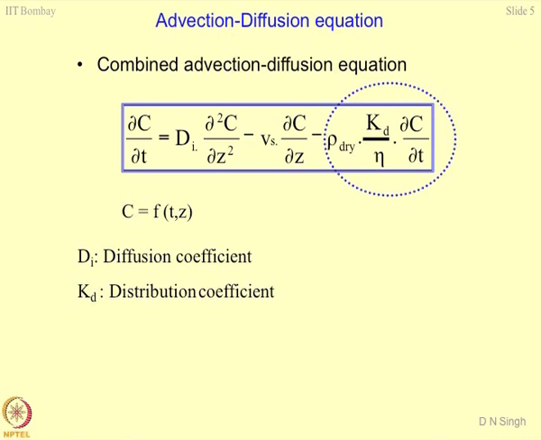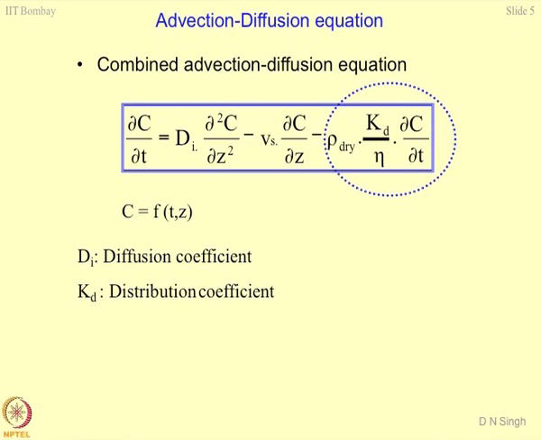Del C by del Z is again the concentration gradient in the distance domain. Rho dry is the density of the media. What is Kd? Kd is the distribution coefficient, divided by the porosity of the porous media, multiplied by del C by del T. I have intentionally not shown the derivation of this equation, which will take a lot of time, but I just wanted to show you how these types of equations can be used for simple modeling purposes.